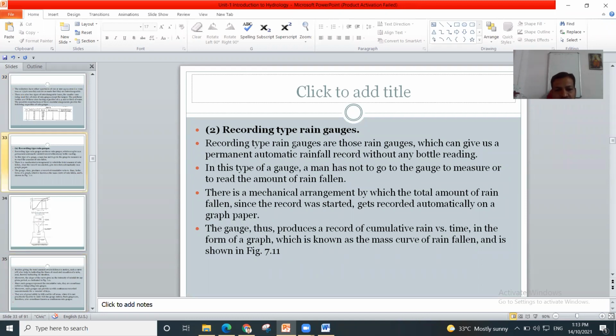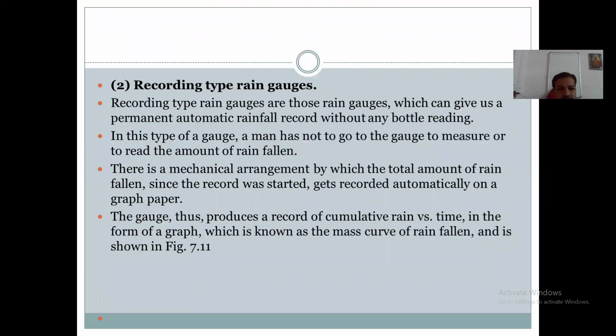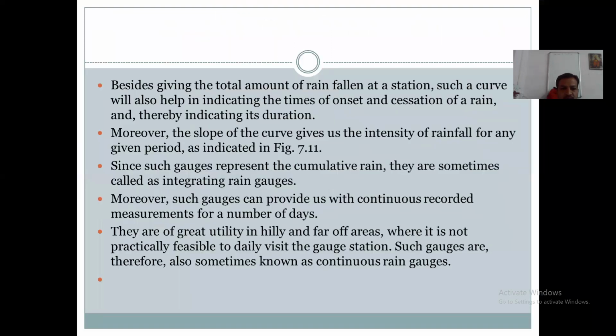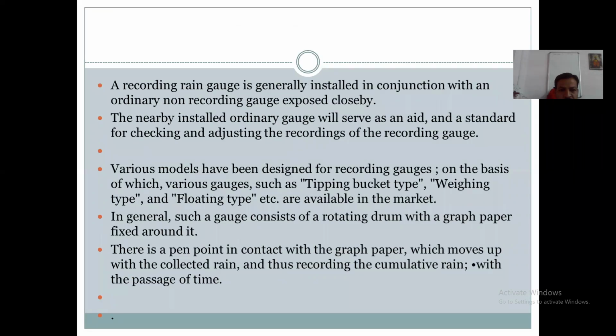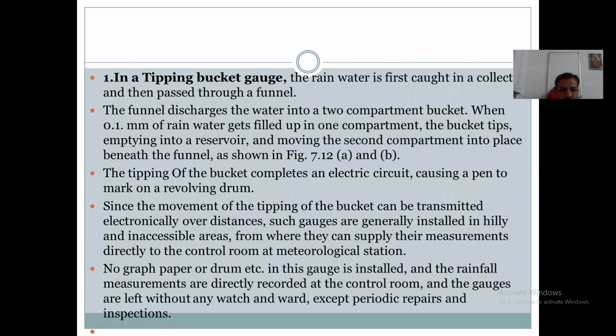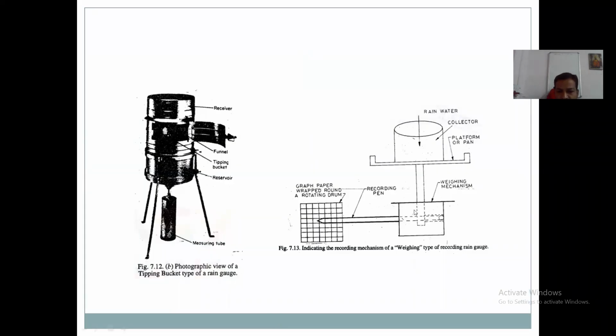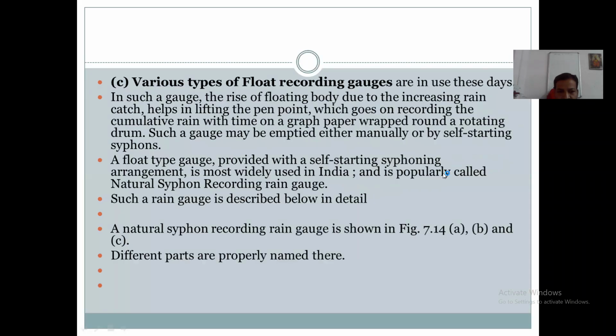Then the second one, the recording type rain gauge. There are various gauges in that. There are mainly three types of recording type rain gauges. It includes the tipping bucket type rain gauge; this is a photographic view of a tipping bucket type rain gauge. This is a weighing type rain gauge. And the third one is the floating type rain gauge. These are the three types of recording rain gauge.